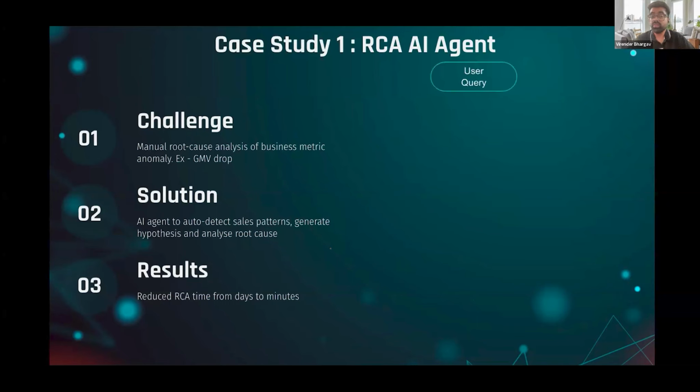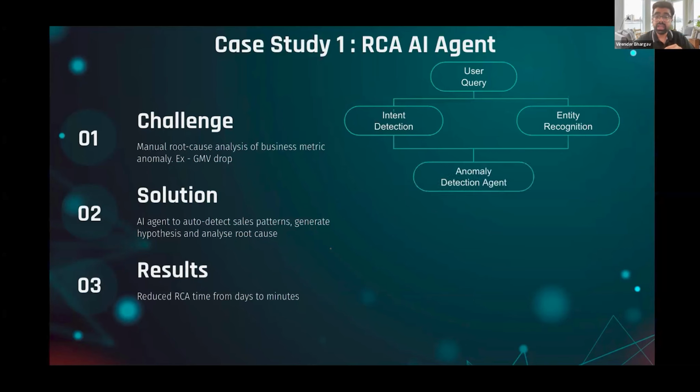When a user query comes in the form of, hey, can you check the GMV drop or order drop for a specific date, a group of agents kick in. The intent detection agent and the entity recognition agent try to understand what the user is asking about. For example, the intent might be to find the root cause of the GMV drop, and the entities could be, what is the product category and what is the duration. Next, an anomaly detection agent checks for anomalies based on correlation analysis. This information is then passed to the planner agent, which creates a plan for root cause analysis.